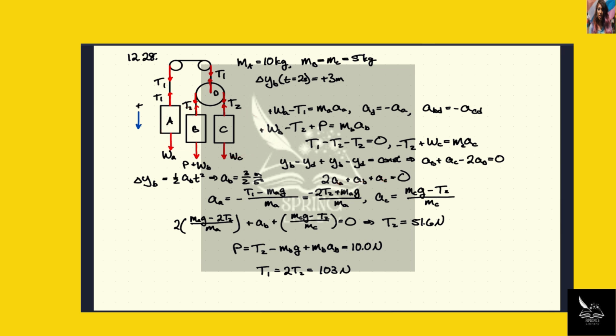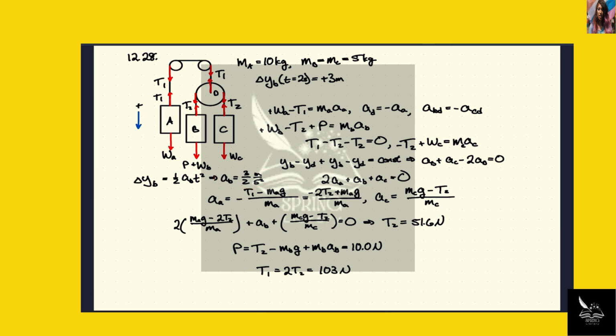Now, we know from kinematics that the change in displacement of this block, because it starts from rest, is 1/2 its acceleration times t squared. So A_B winds up being 3/2 meters per second squared, because this was 3 and we have a 2 and then we square this time. So that's what this winds up being.